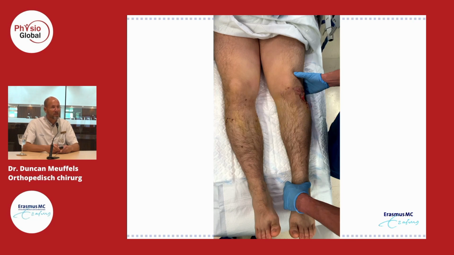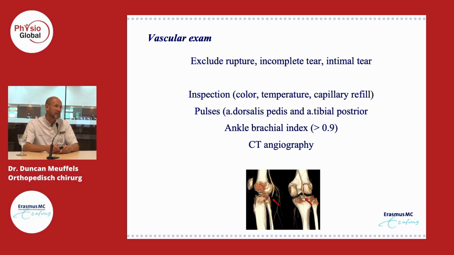But the patient has possibly more injuries, so you have to do a vascular exam. You have to exclude if there is a rupture, specifically the popliteal artery, an incomplete tear, or even an intimal tear. So inspect, look at the color, look at temperature, look at capillary refill, feel pulses, and take an ankle brachial index. And I would really emphasize, if possible, add a CT angiography. We've had a number of cases where this was not done or not done timely, with extra problems for the vascular surgeon and even loss of limb.